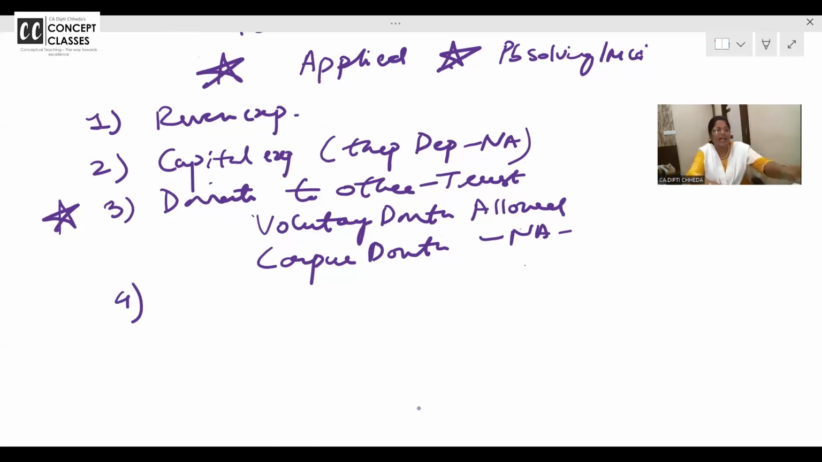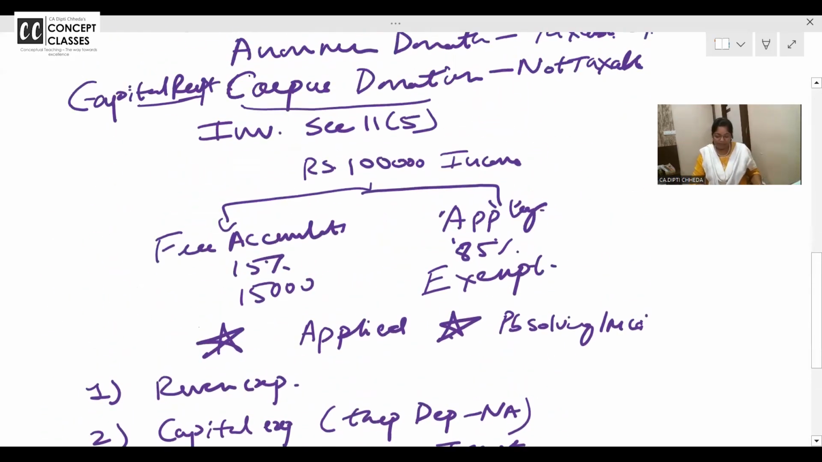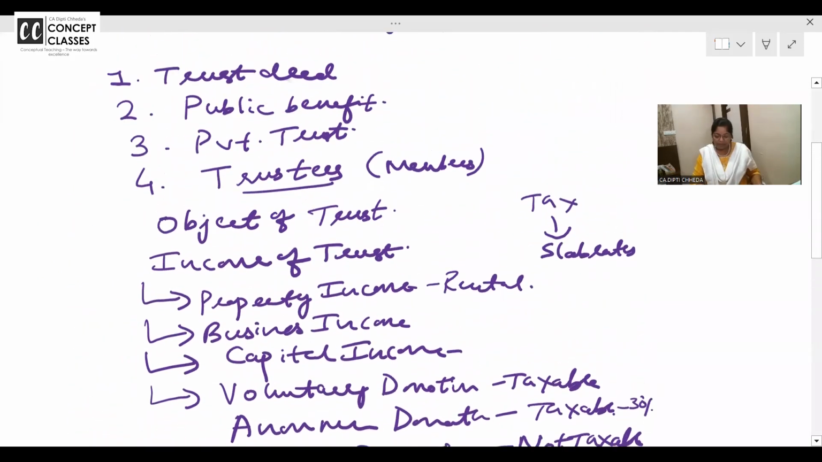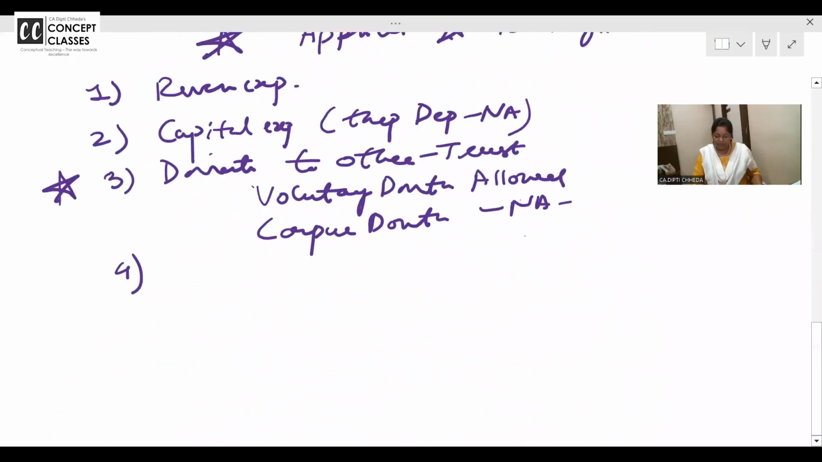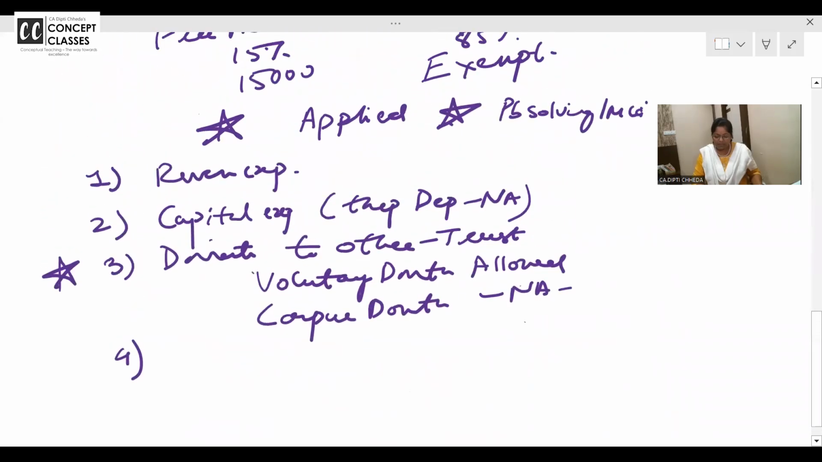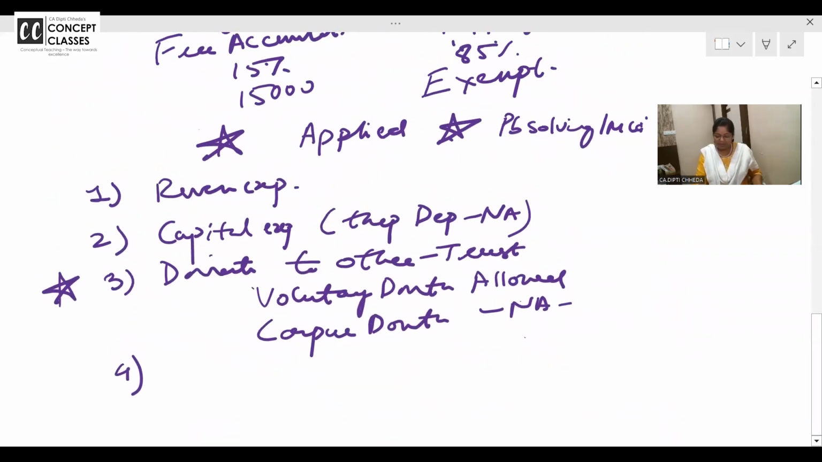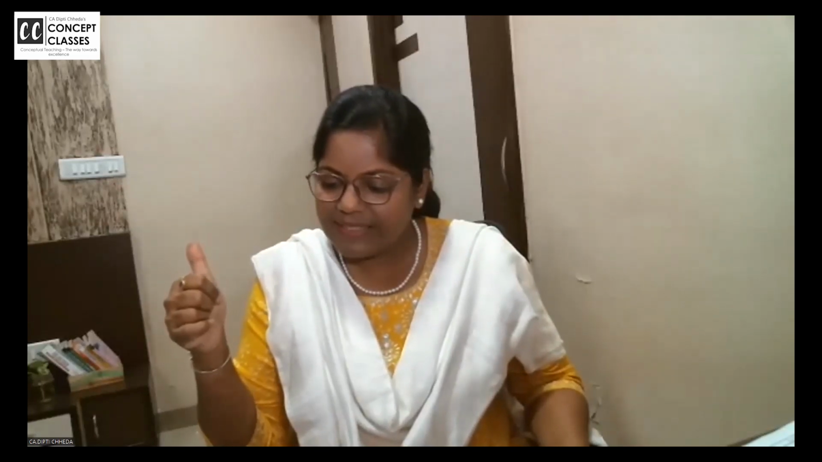Any doubt in this? Ask me if you have any doubt. Is all the base level clear to all of you? Object of the trust and corpus donations and all. Right? Clear?